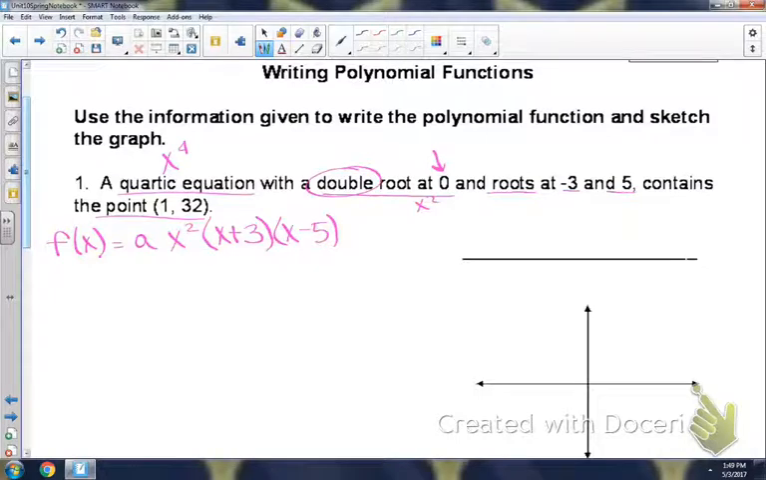Okay, so there's my function, but I need to know a in order to figure out the direction of my graph. So I'm going to use this point that we were given. So x is 1, y is 32. We're going to plug in. F of x is the same thing as y. So that's 32 equals a, x is 1.